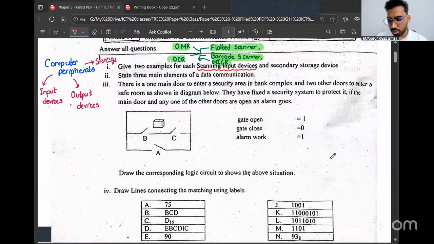Could we take mouse? Nope. Mouse is a pointing device. Out of these, if you mention any two answers, then put half marks each for the two.